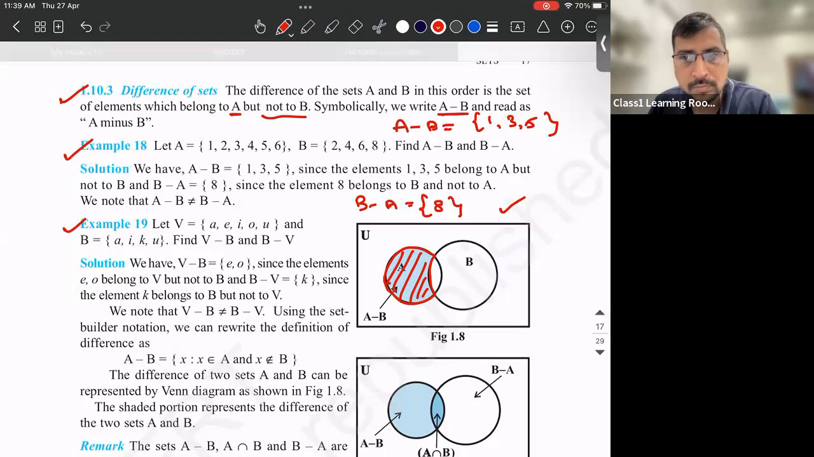It's E and O, no? Similarly, what is B minus A? What is there in B but not in A? It is only A.